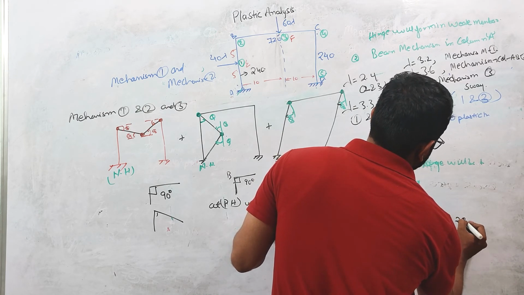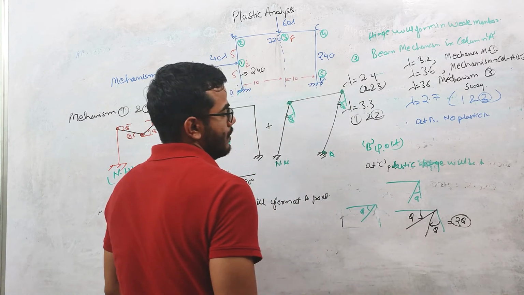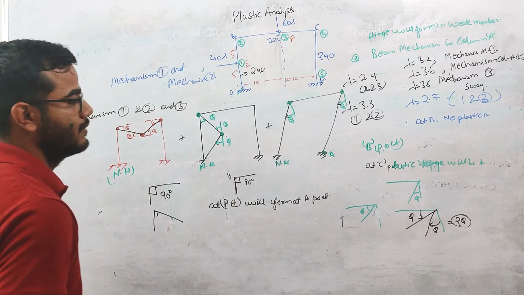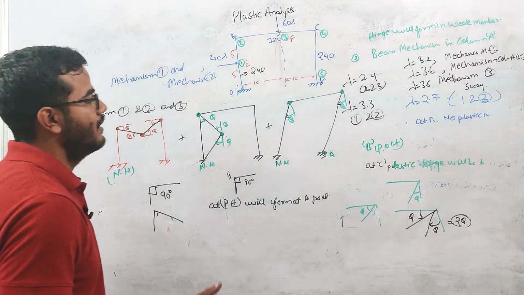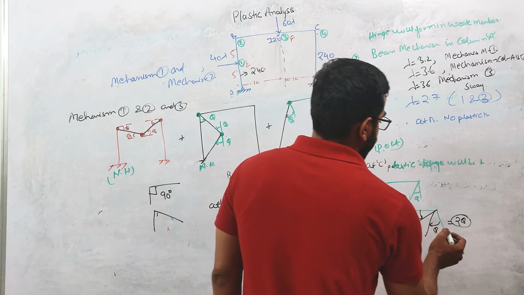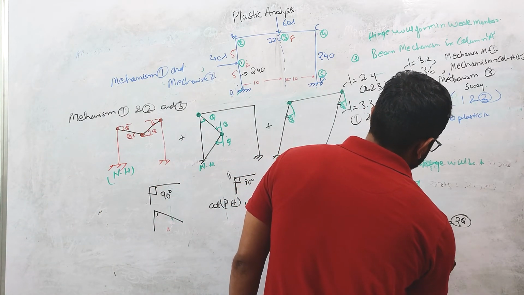So there is a net rotation of 2 theta. Okay, net rotation of 2 theta. So the angle changes by 2 theta. Okay, so the angle between these two members is now 90 minus 2 theta.